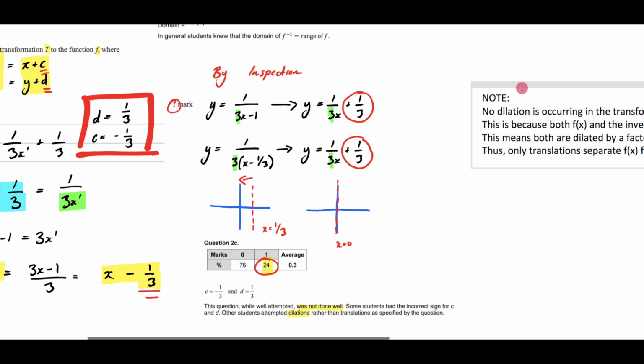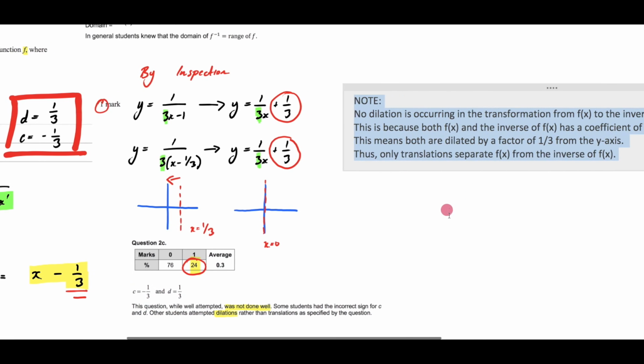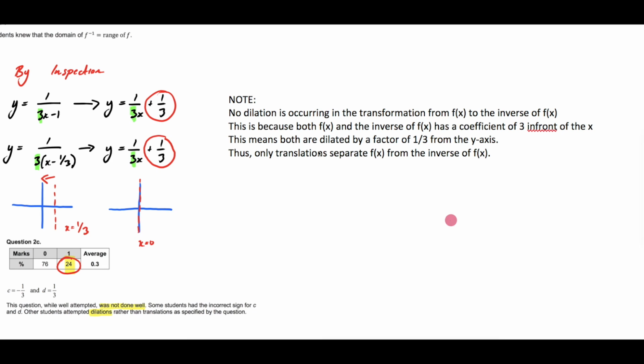I've just included this little sentence here, which I'll include, and it says, no dilation is occurring in the transformation from f of x to the inverse of f of x. This is because both f of x and the inverse of f of x have a coefficient of 3 in front of the x. This means both are dilated by a factor of 1/3 from the y-axis, thus only translations separate f of x from the inverse of f of x.